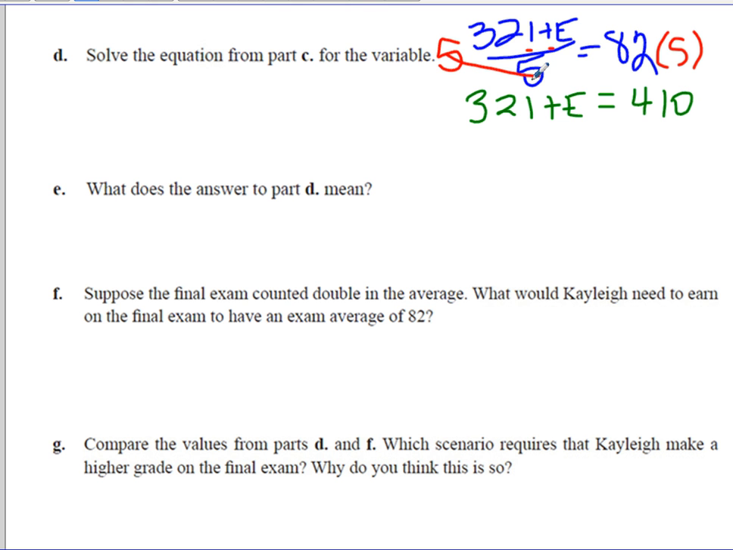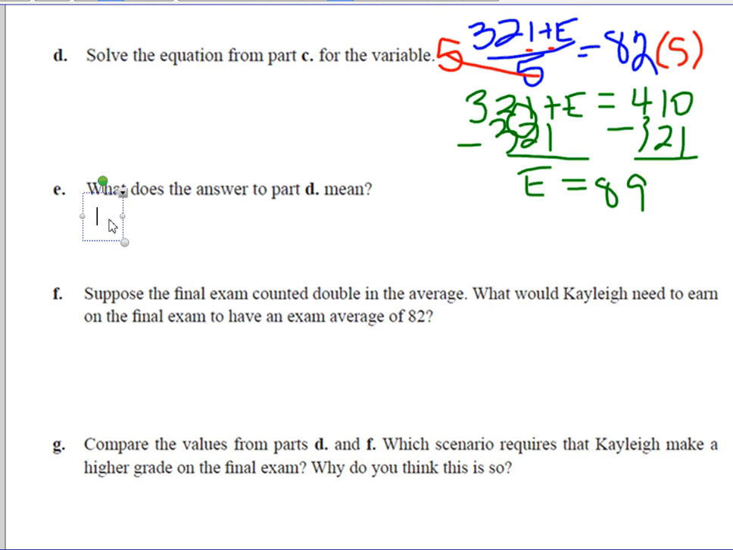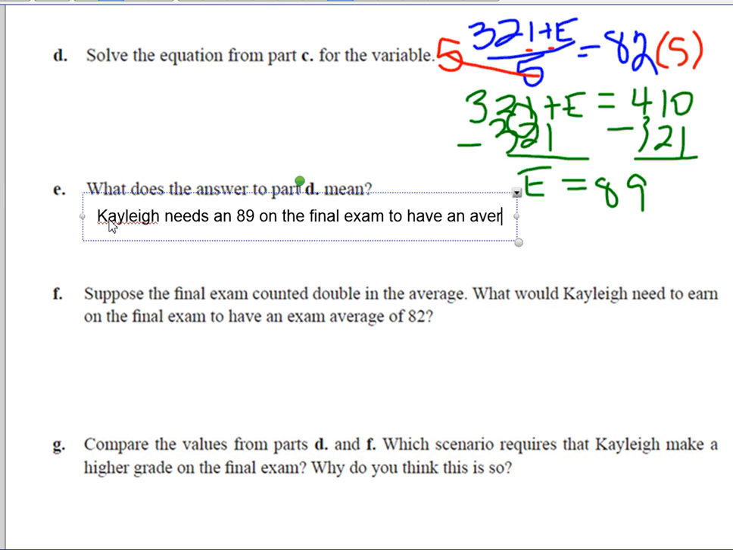Again, 5 times the 82 tells us how many points she needs total to get the 82, and we'll subtract off the points that she already has, which are 321 points. And so we see that on her final exam, she needs to get an 89. So Kaylee needs an 89 on the final exam to have an average of 82.